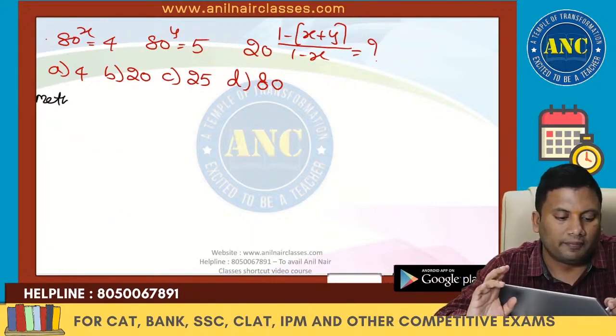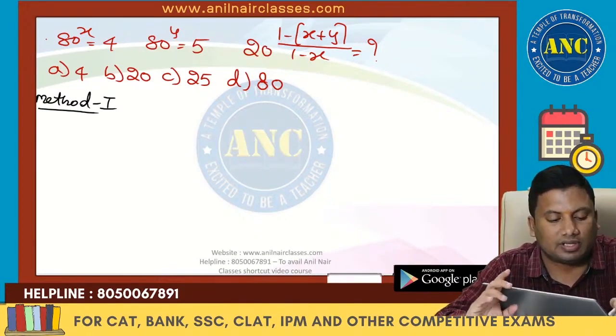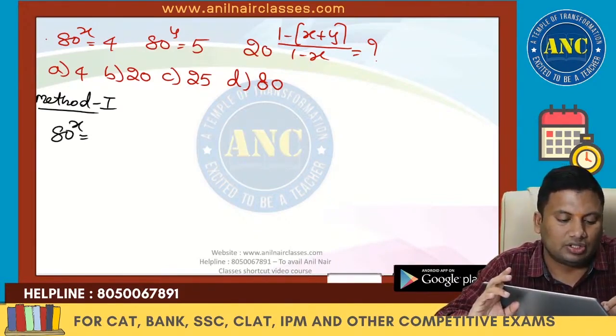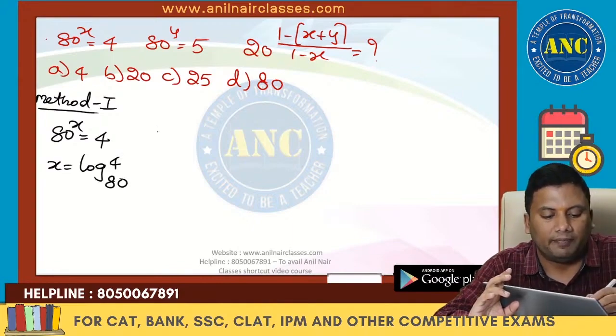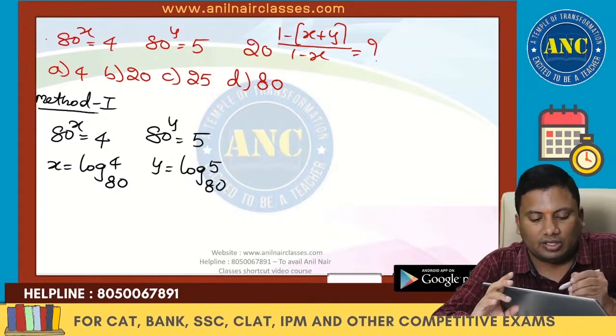Students who are good in maths used logarithms. The idea is to eliminate logarithms, sir. That is what I was trying to teach you. 80 power x is 4, so x is nothing but log 4 base 80. 80 power y equivalent to 5, so y is nothing but log 5 base 80. It is an identity based question.